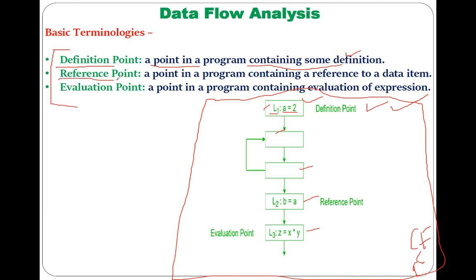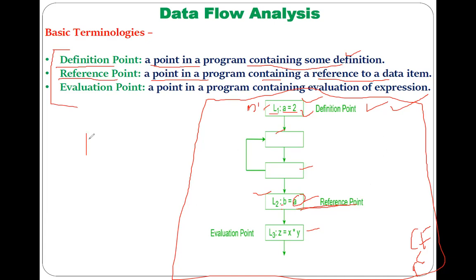Okay. Then next is the reference point. Now what is the reference point? A point in the program containing a reference to a data item. Now see, this is another basic block. In this basic block, a reference is made to the variable A, because to B you have assigned A. So here you have made a reference to the variable A, which is defined in the basic block B1. Understood? And that is the reason this point is called a reference point. Some point in the program containing a reference to a data item is called a reference point.